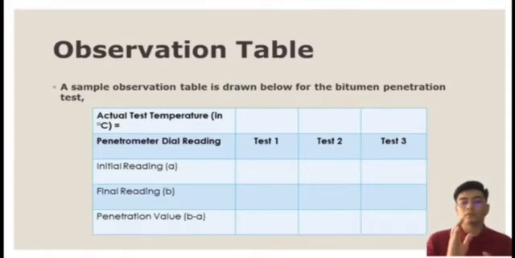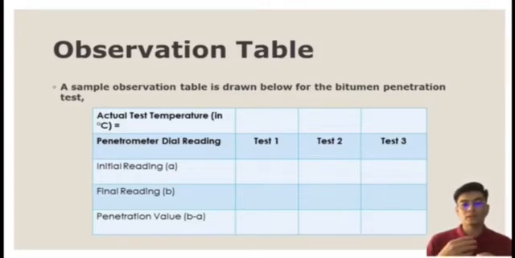For the first column, we take the data of the actual test temperature in degrees Celsius. The second column is the penetrometer dial reading. For the penetrometer dial reading, we have 3 tests: test 1, test 2 and test 3. The readings we must record are the initial reading, the final reading and the penetration value. What we aim for with this table is to determine the penetration value of the different types of bitumen.